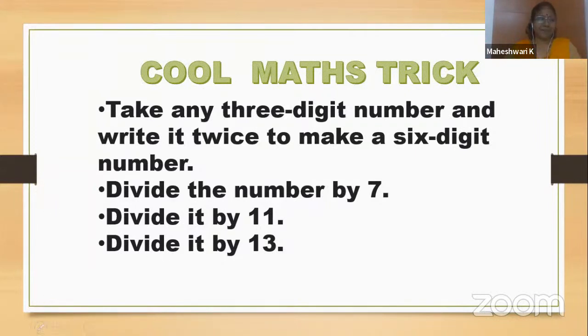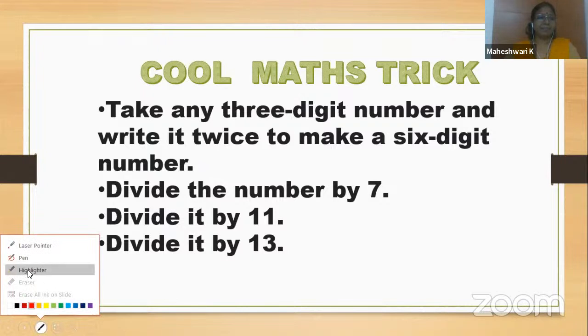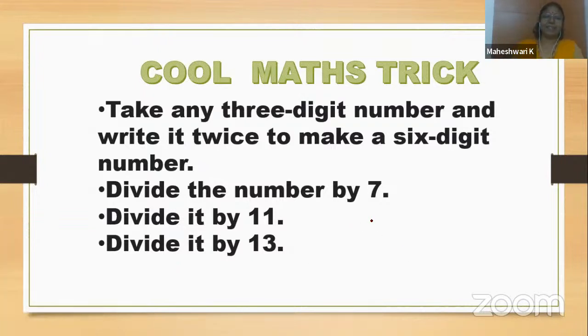Divide it by 7, and then divide the quotient by 11. So whatever is the 6-digit number, your x, y, z, the 3-digit number, you're writing it twice in the same order, and dividing it by 7. Whatever quotient you get, you again divide it by 11, and then you divide it by 13. You can use the calculator. What is the result that we get?